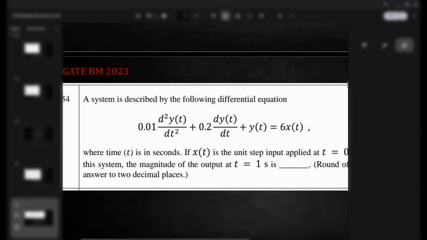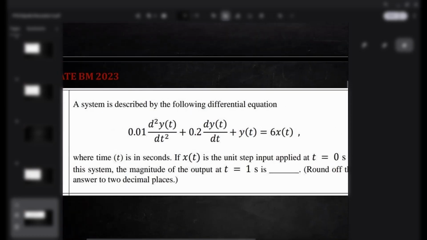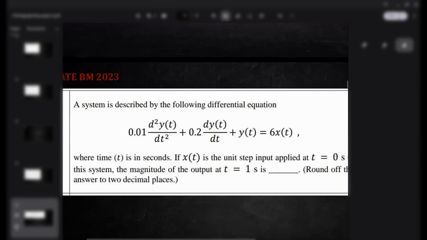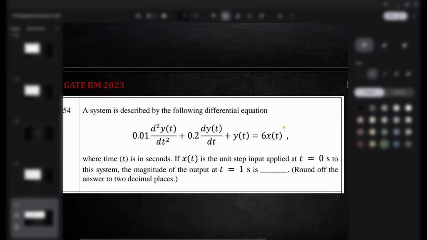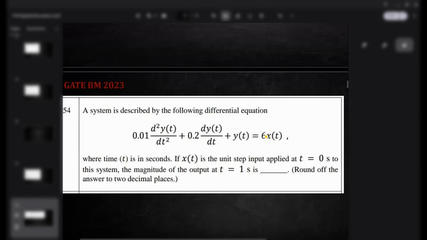A system is described by the following differential equation: 0.01 d square y of t by dt square, plus 0.2 dy of t by dt, plus y of t equals 6 x of t, where t is in seconds, and x of t is a unit step input applied at t equals 0. It's a step input. So we have solved differential equations where the right side was conveniently set to 0. Now, no, there is an input there.